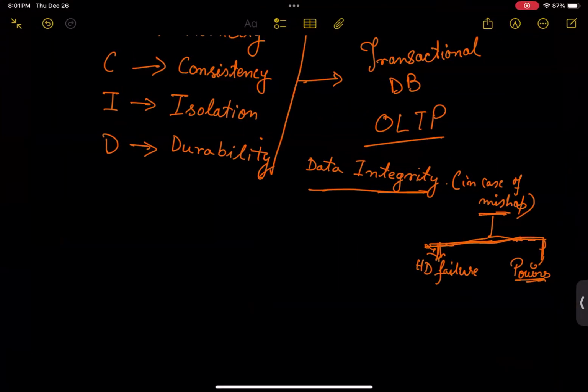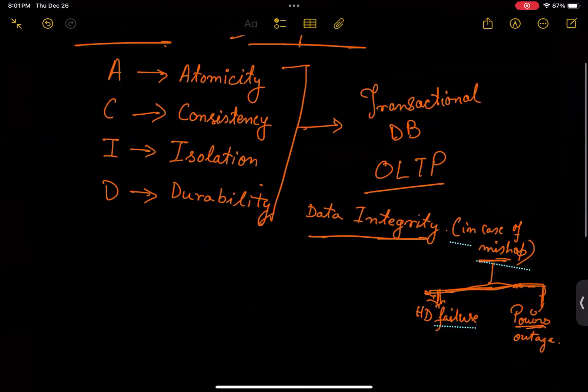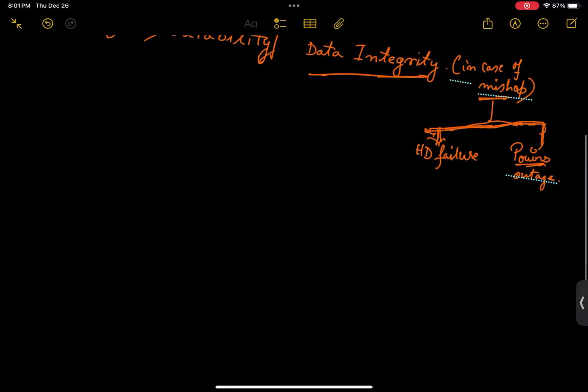Okay, so you got to this point, right? This is power outage. We are talking about power outage here. So basically, what we are saying is that in case of a mishap, these properties ensure data integrity. That's the whole reason for having these properties. So let's talk about them one by one, first of all atomicity.